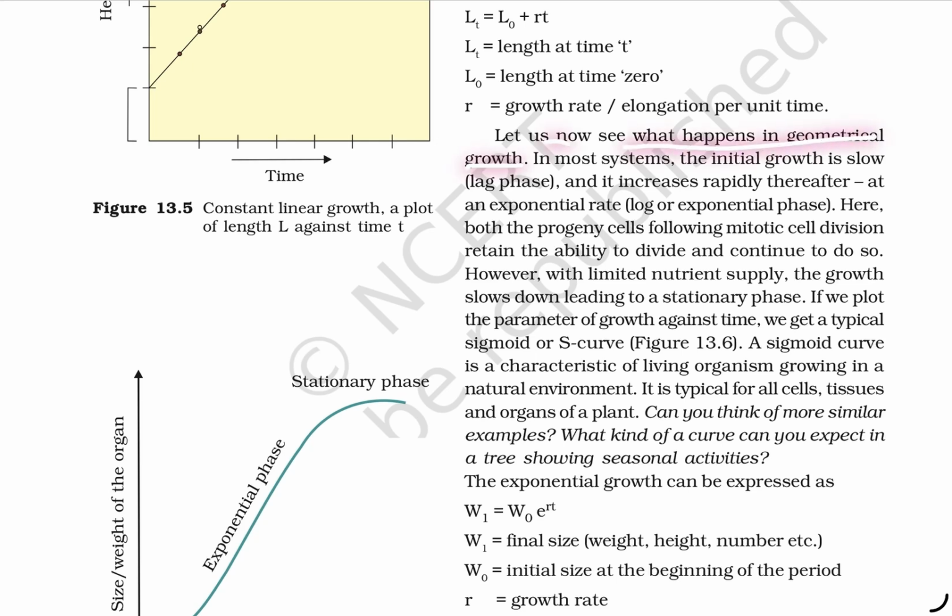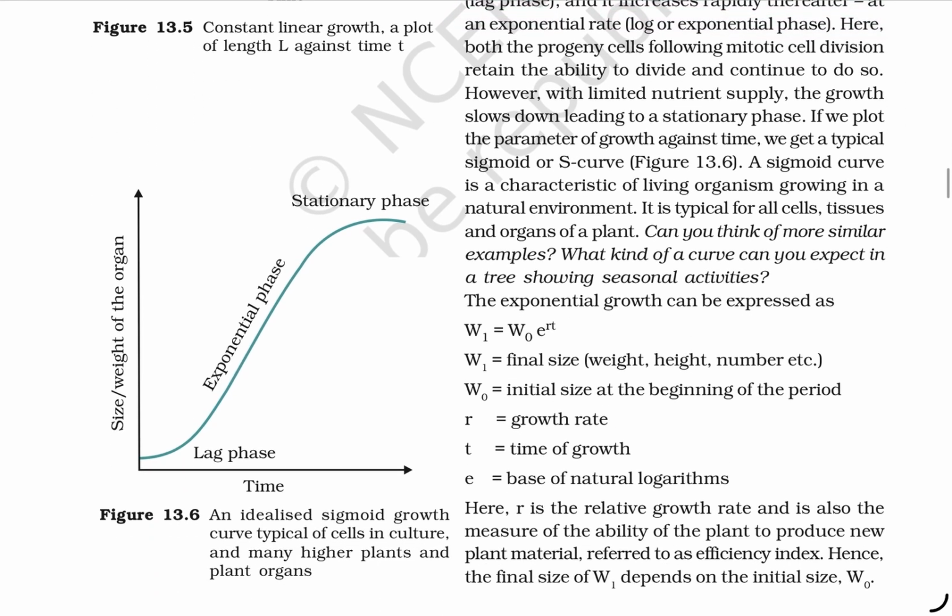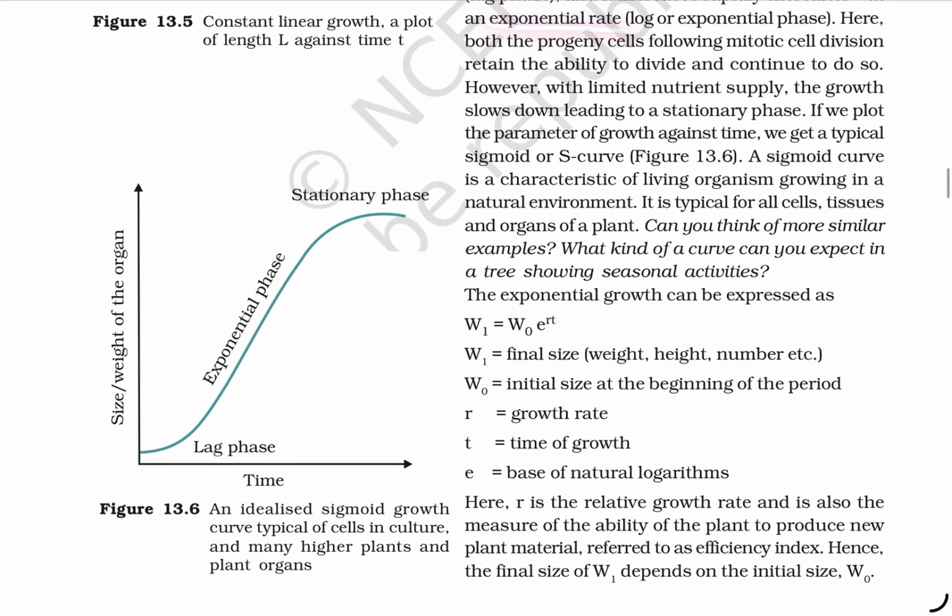Let us now see what happens in geometric growth. In most systems, the initial growth is slow, that is the lag phase, and it increases rapidly thereafter at an exponential rate, the log or exponential phase. Here, the progeny cells following mitotic cell division retain the ability to divide and continue to do so. However, with a limiting nutrient supply, the growth slows down, leading to a stationary phase.